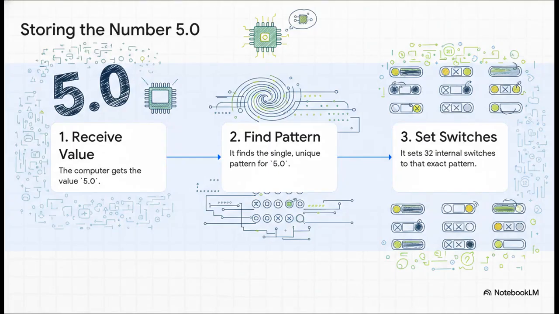Okay, so let's walk through an example to make this super clear. Let's say you tell your computer, hey, store the number 5.0 for me. What happens inside? Well, the computer instantly looks up the one unique pattern of 32 switches that means 5.0 in its codebook. Then it literally goes and flips its 32 internal switches into that exact configuration, that precise sequence of ons and offs, and that's how it holds that value in its memory.